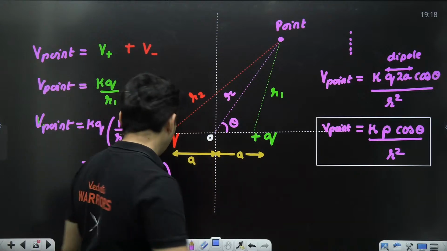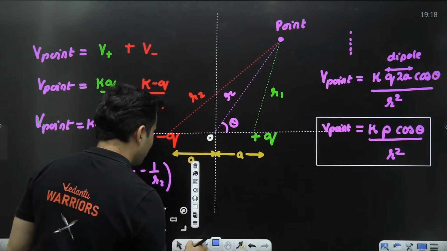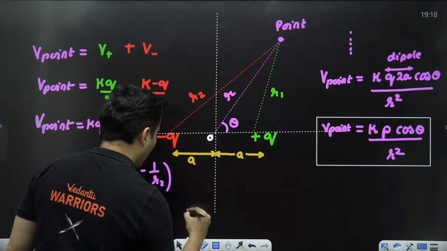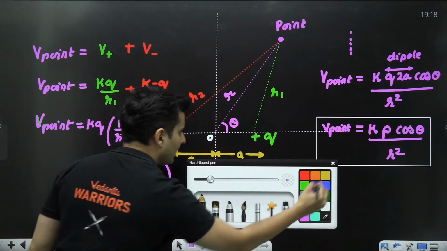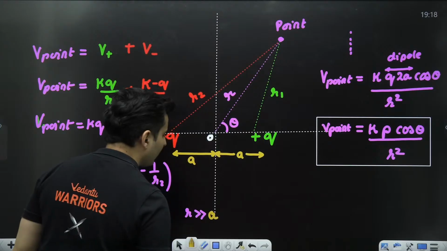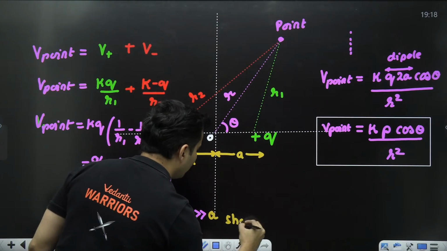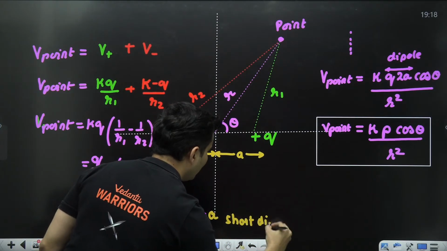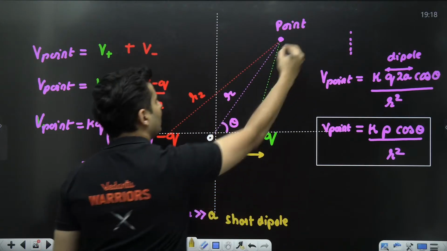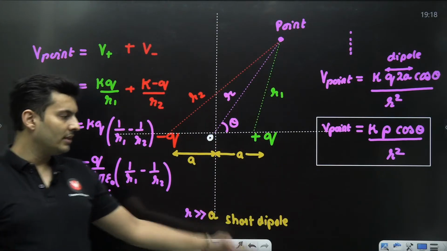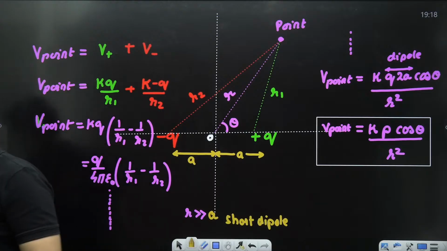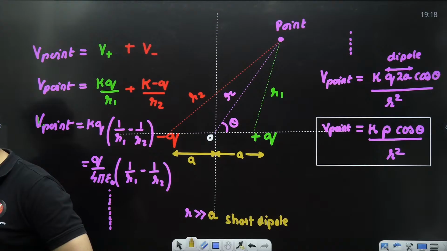All this is valid assuming R is much larger than A, basically a short dipole. The dipole is very small as compared to the distances which you are at. Only then this is valid, which is always true. Yes, Kp cos theta by r square.